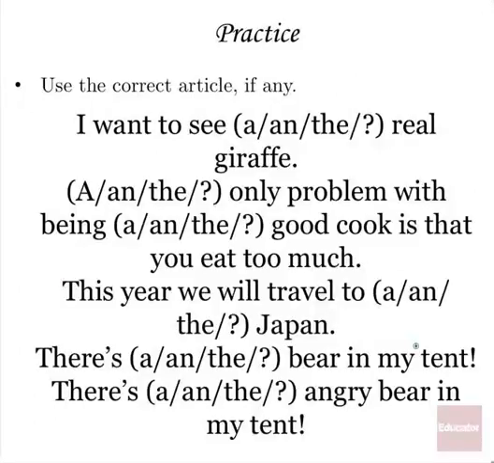All right, let's do some practice to see if we can figure out which of these use articles, and if so, which ones. I want to see a, the, or no article: real giraffe. A, the, no article. Only problem with being a, the, no article, good cook is that you eat too much. This year we will travel to a, the, no article: Japan. There's a, the, no article: bear in my tent. There's a, the, no article: angry bear in my tent.